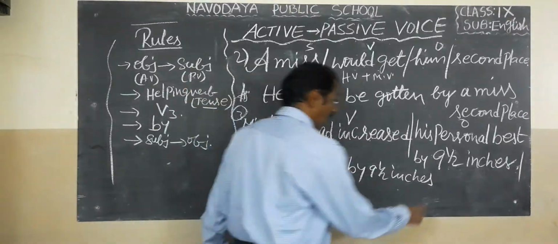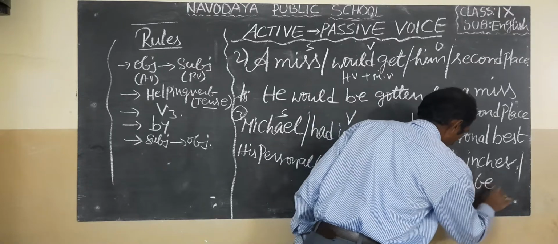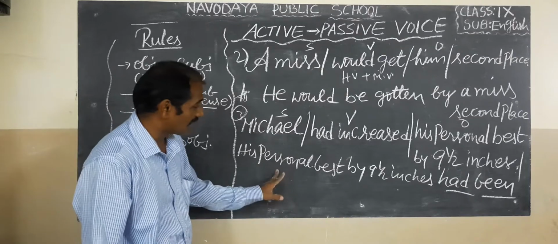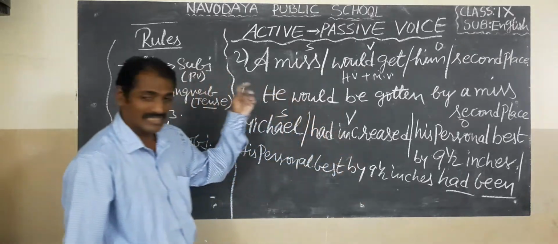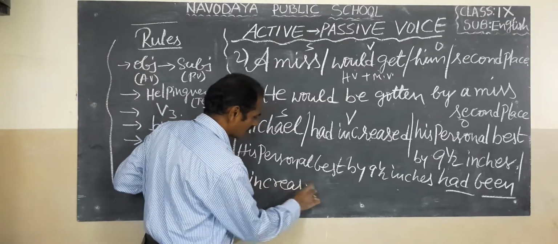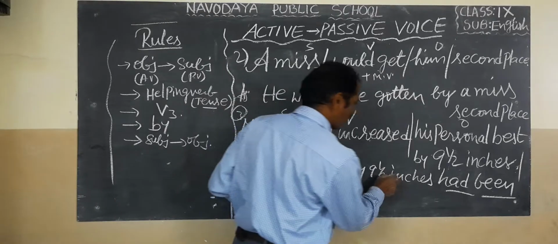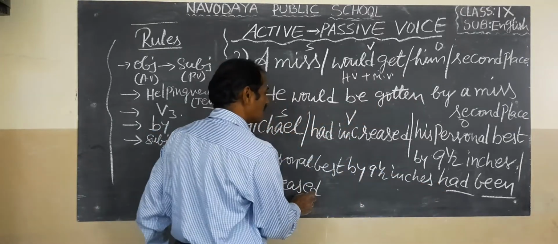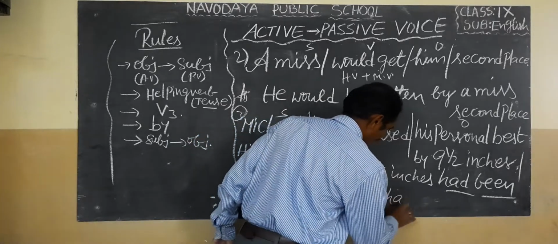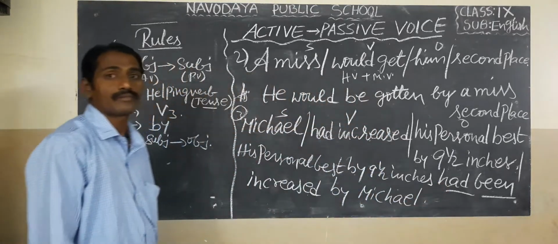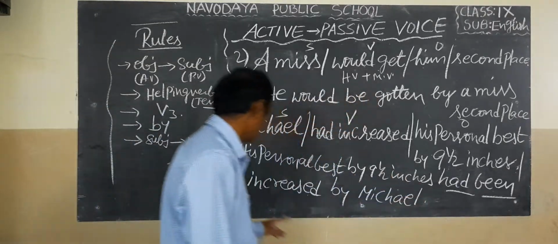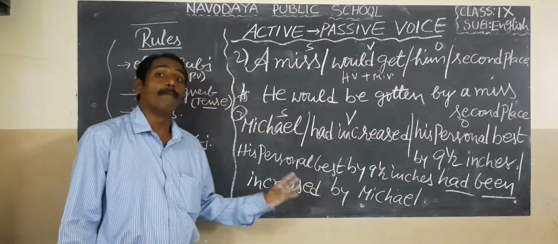Had, be form: been. Had been. So his personal best by 9.5 inches had been increased, V3. Had been increased by Michael. So his personal best by 9.5 inches had been increased by Michael.